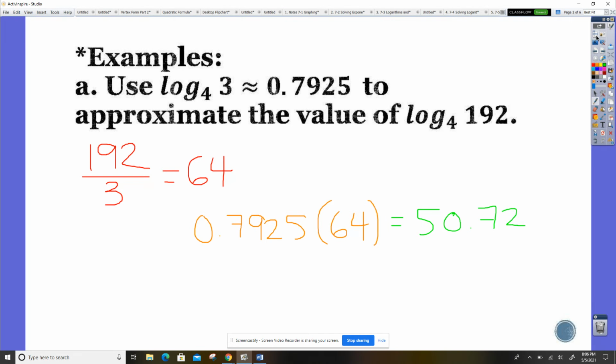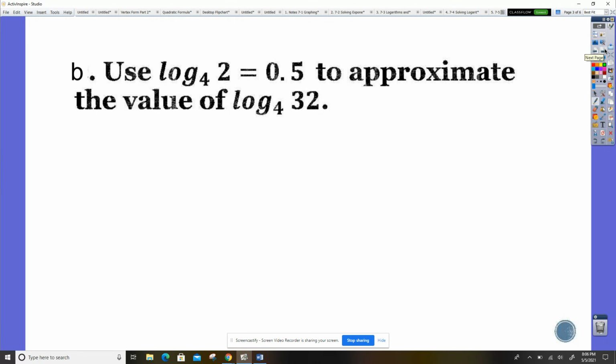Okay, so we're going to do one more of these. For example B, we are going to use log base 4 of 2, which we know equals 0.5, to approximate the value of log base 4 of 32. So again, we are going to figure out how many times 2 goes into 32 by dividing. Okay, 32 divided by 2 gives me 16.